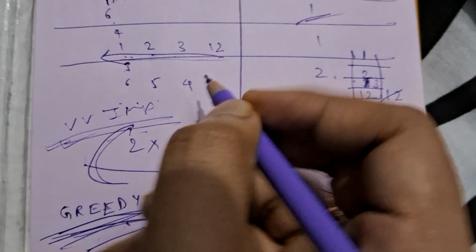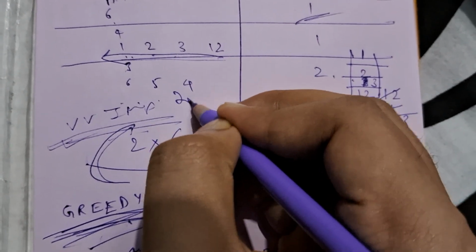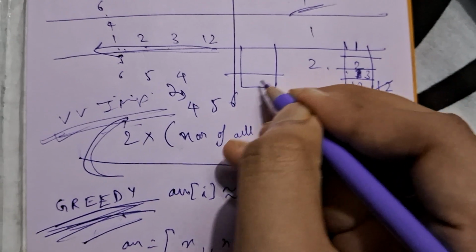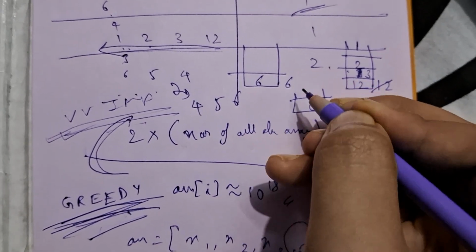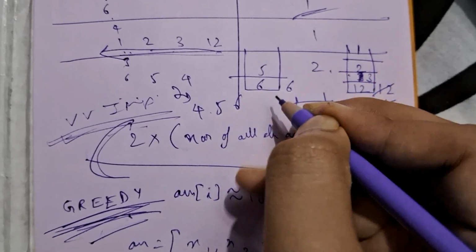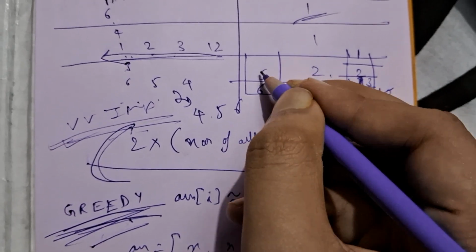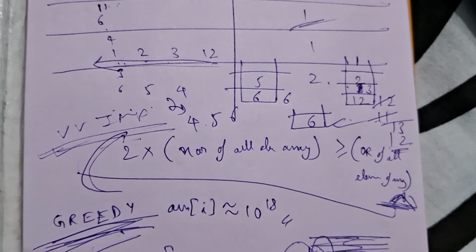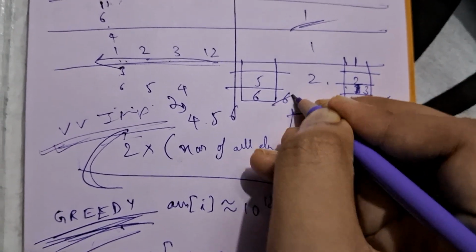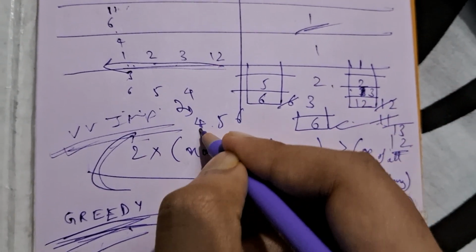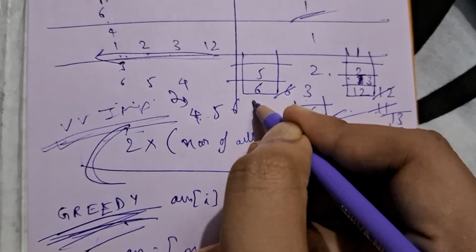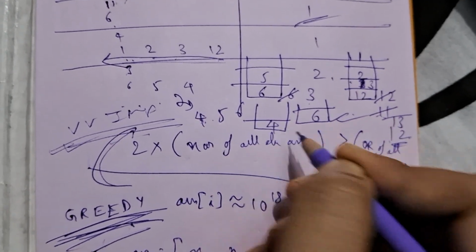For 6, 5, 4, if we sort it, it becomes 4, 5, 6. So there is a box. We initially put 6, and the XOR of it is 6. Then we put 5, because 5 is lesser than or equal to 6. Once we put 5 in the box, the XOR of 5 and 6 becomes 3. Now there is 4. Is 4 lesser than or equal to 3? No, it is not. So we have to make another box and insert 4.